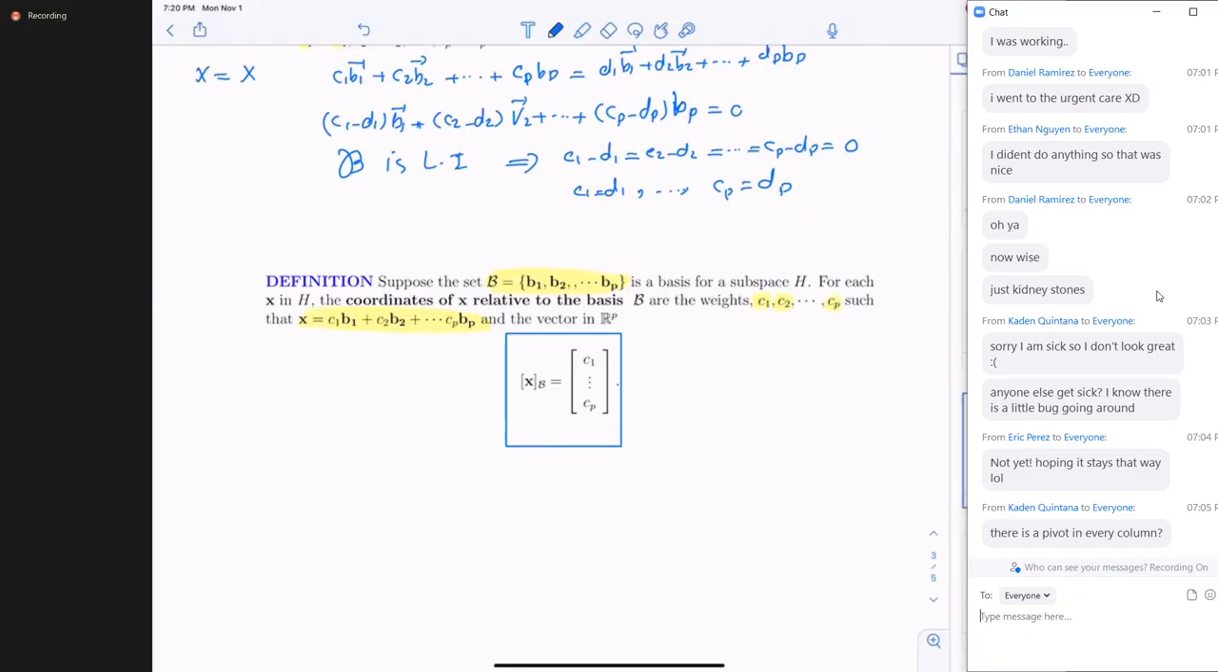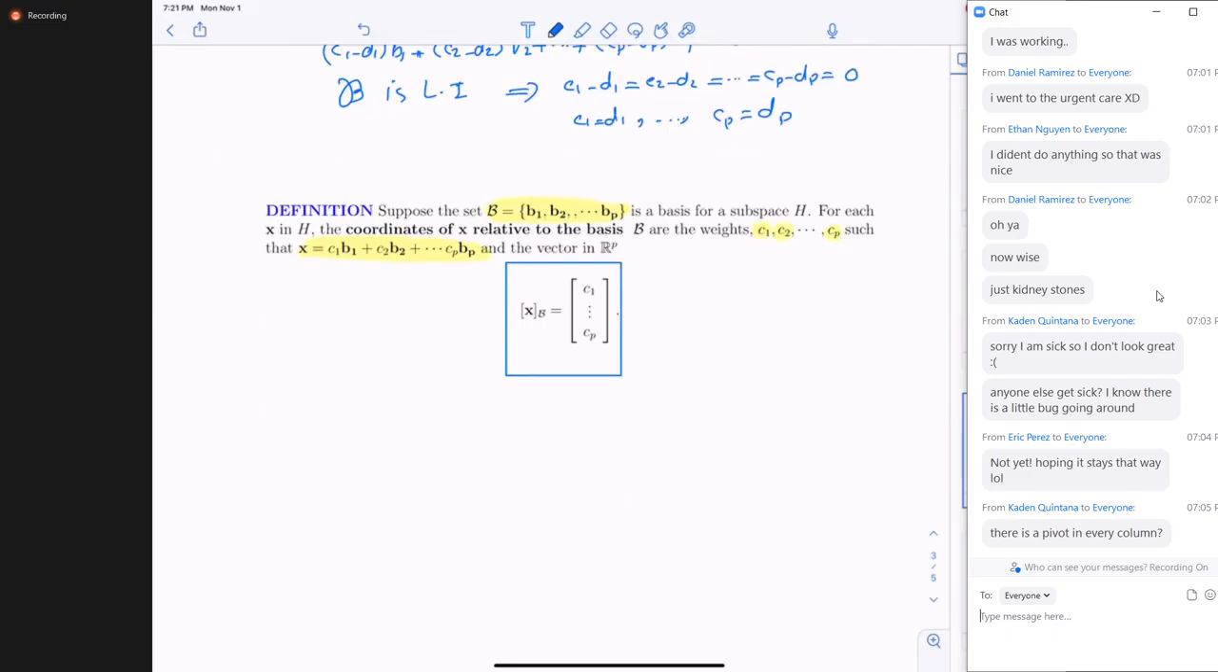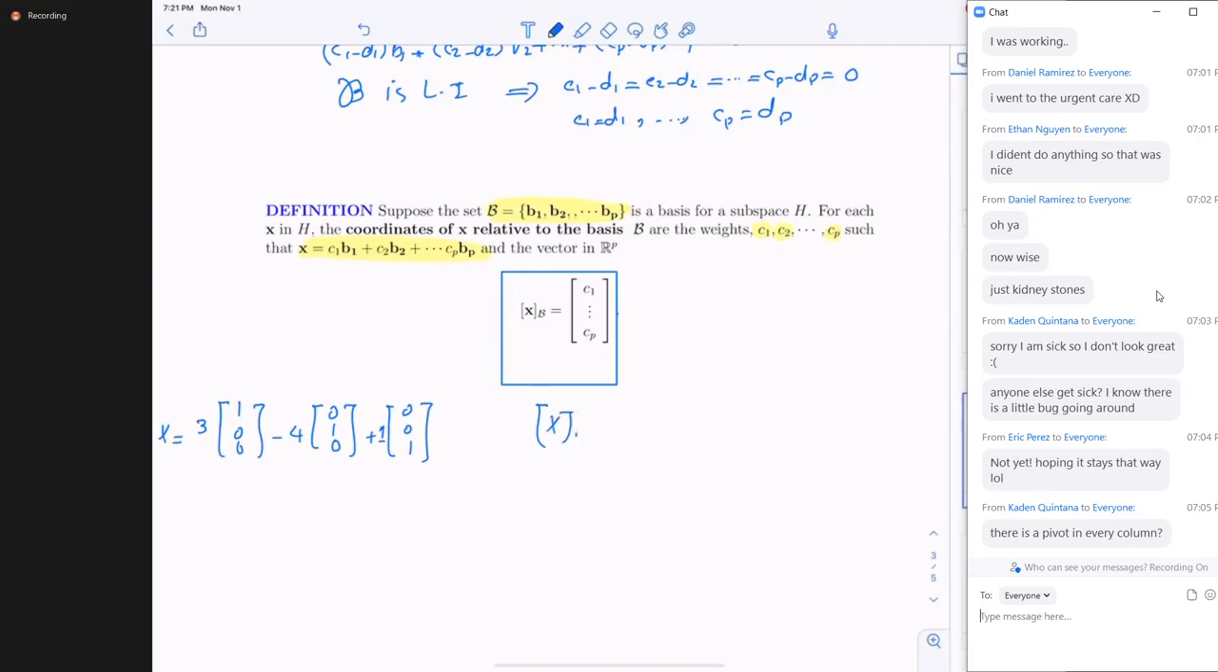That's why, you remember, for example, if you have 3 times (1, 0, 0) minus 4 times (0, 1, 0) plus 1 times (0, 0, 1), in this case, if this is x, then x relative to the standard basis is (3, negative 4, 1). If we change the basis, now instead of e1, e2, and e3, if we choose a basis other than the standard basis, the coordinates will be different.